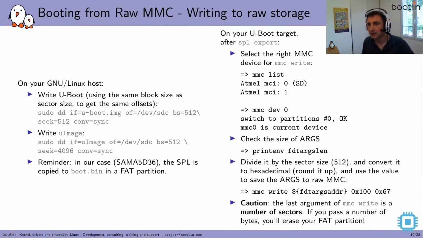That's separate. On your U-Boot target now, right after SPL export, you first select the default MMC device for MMC write by using mmc list and then mmc dev with the device number, so 0 in our case. You check the size of the args by printing the fdtargslen variable. Divide this size by the sector size, 512, convert it to hexadecimal, round it up of course, and use the value to save the args to raw MMC with the mmc write command, passing the fdtargs address, the target offset in number of sectors, and the size in number of sectors.